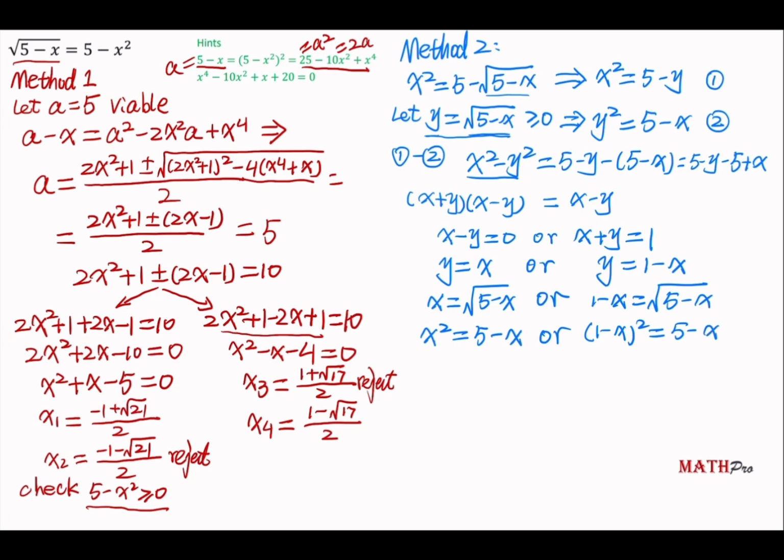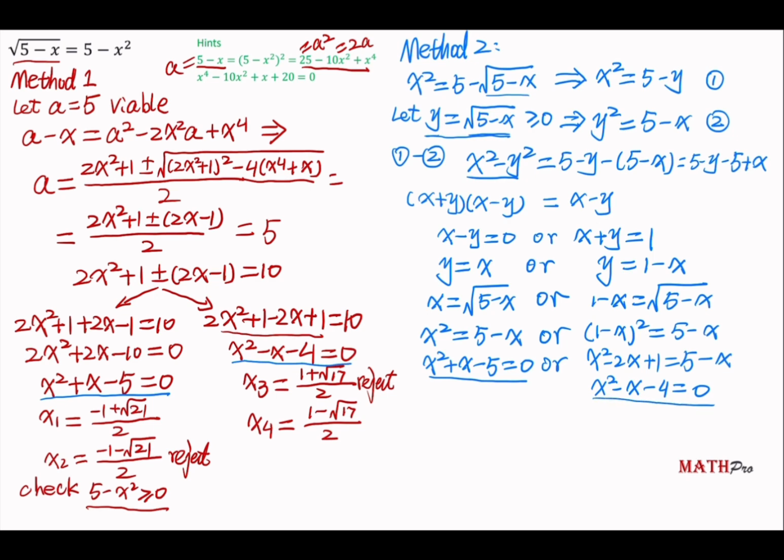And then this one can be organized as x squared plus x minus 5 equals 0, or x squared minus 2x plus 1 equals 5 minus x. Then this one is x squared minus x minus 4 equals 0. So we can see we get here the same equation, and we get here the same equation.